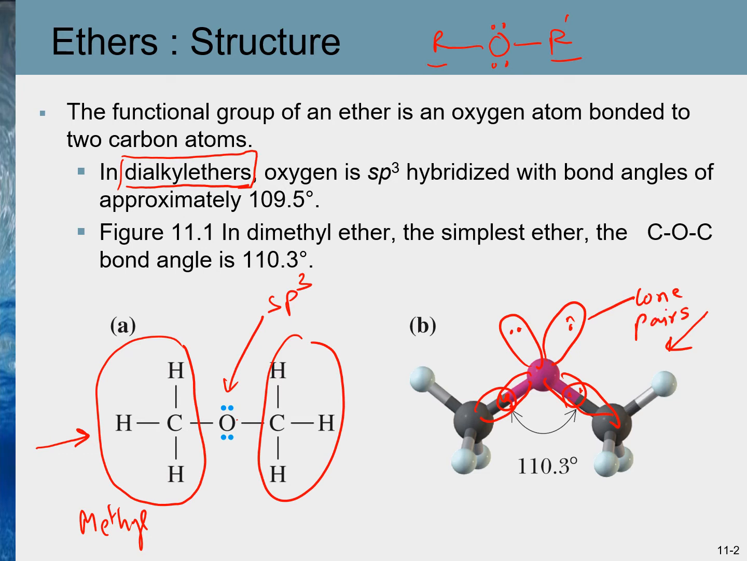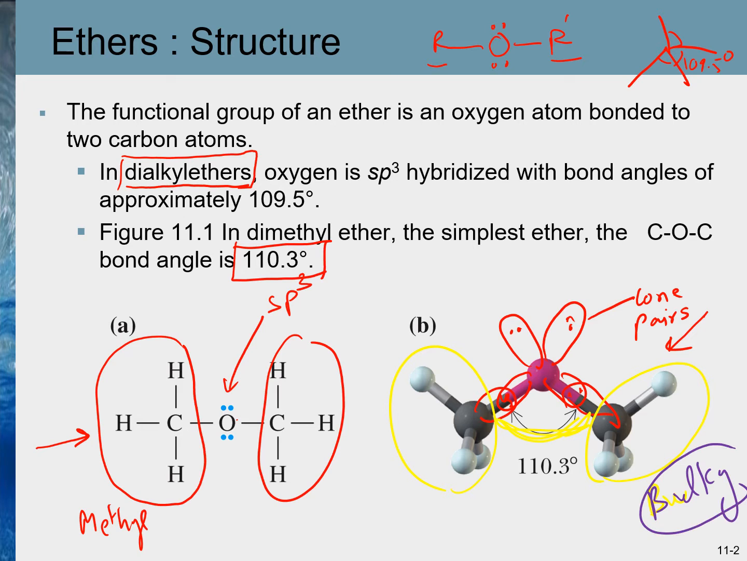We know that in sp3 hybridization, the bond angle is 109.5 degrees. In case of dimethyl ether, the bond angle is quite close to the standard value, and actually it is 110.3 degrees. This bond angle may vary if the alkyl groups are bulky. In case we have bulky alkyl groups, the bond angle will be slightly larger than the standard value.